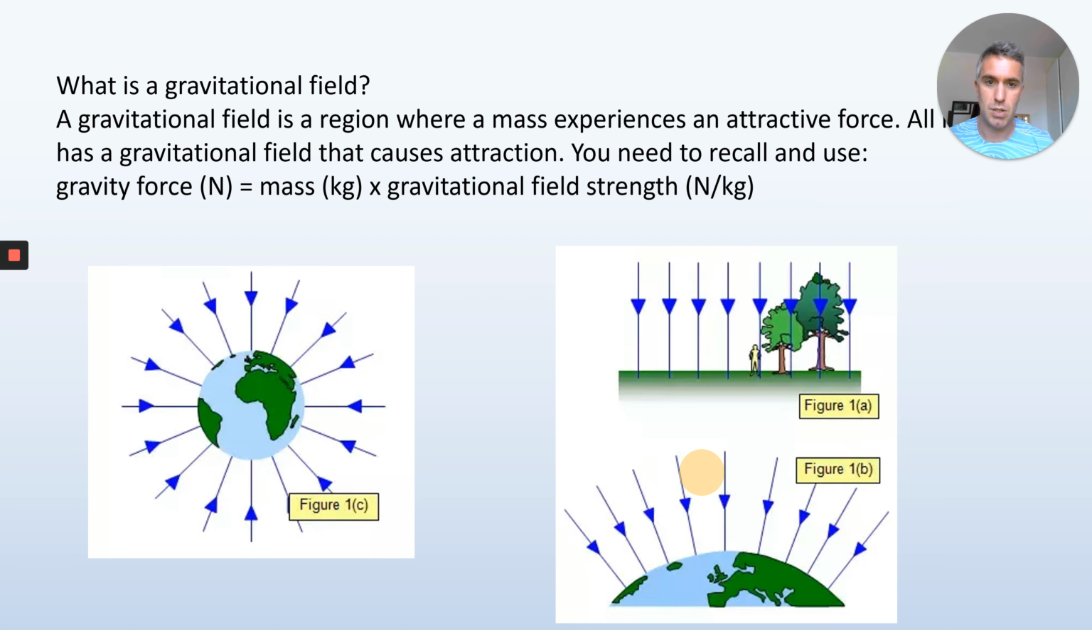Okay, so I'll read this for you. What is a gravitational field? A gravitational field is a region where a mass experiences an attractive force. All masses have a gravitational field that causes attraction. You'll need to recall this equation. Gravitational force, N, is equal to mass times gravitational field strength.